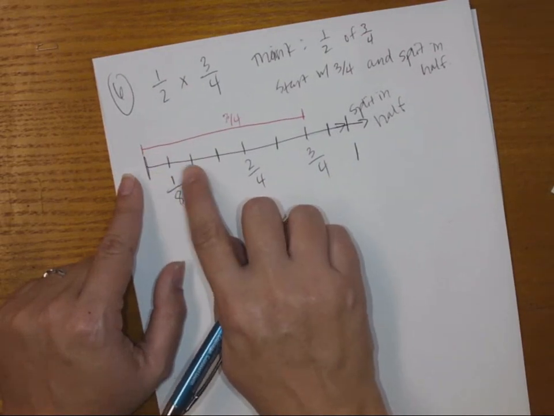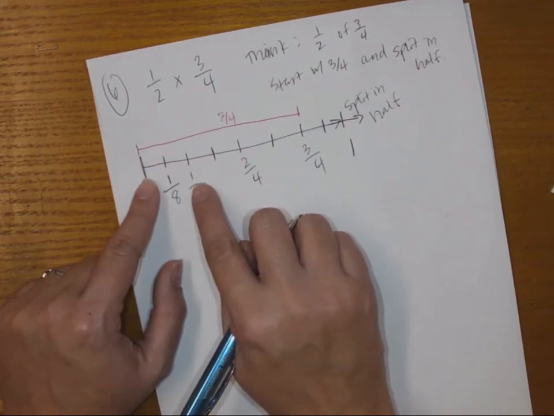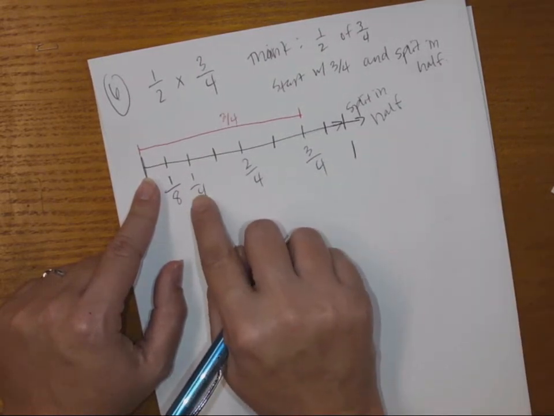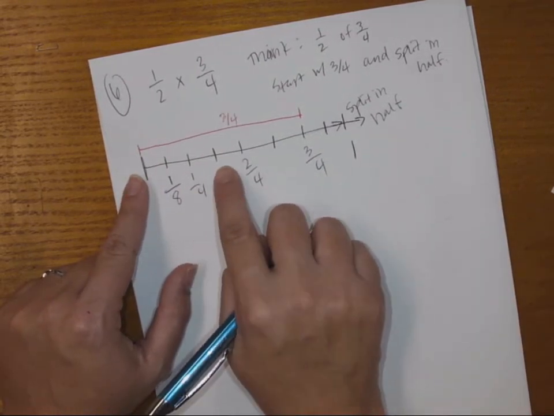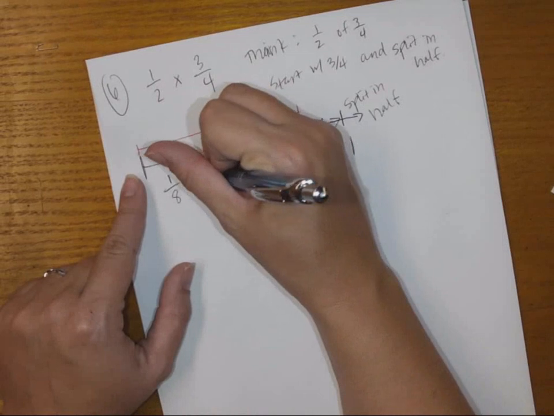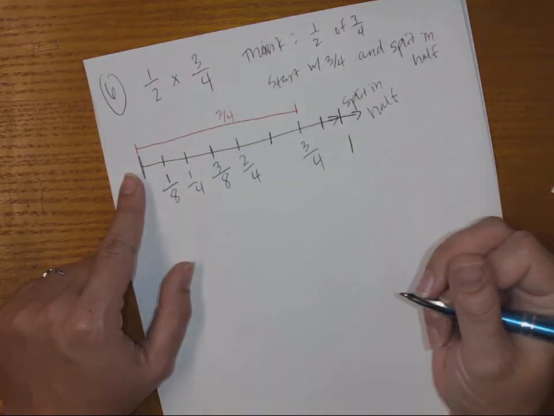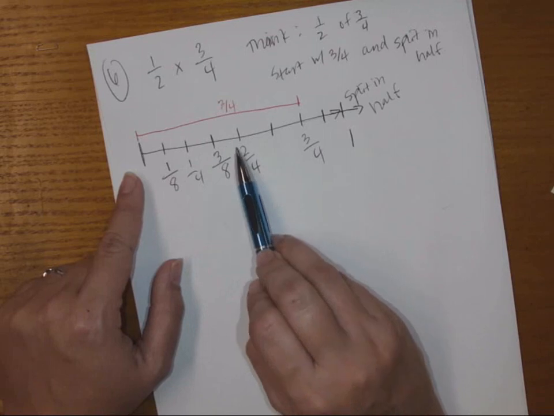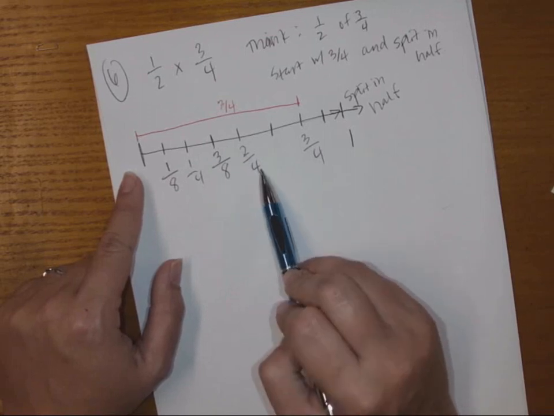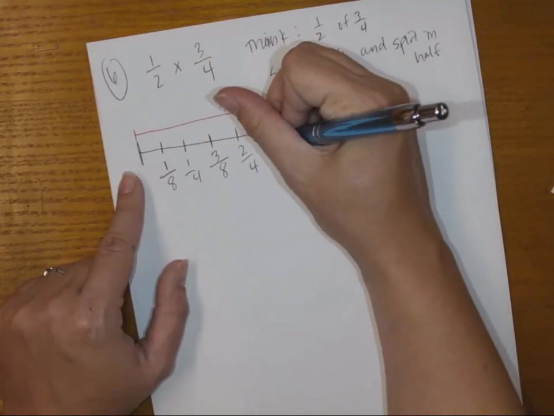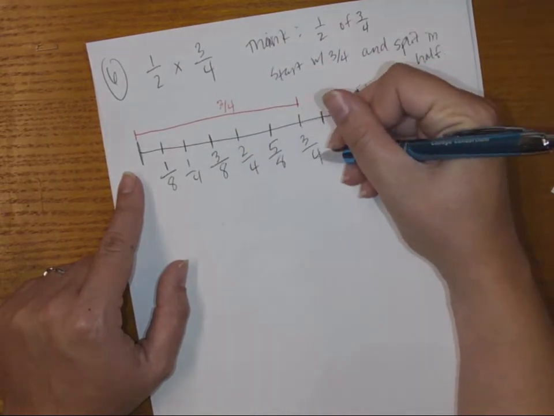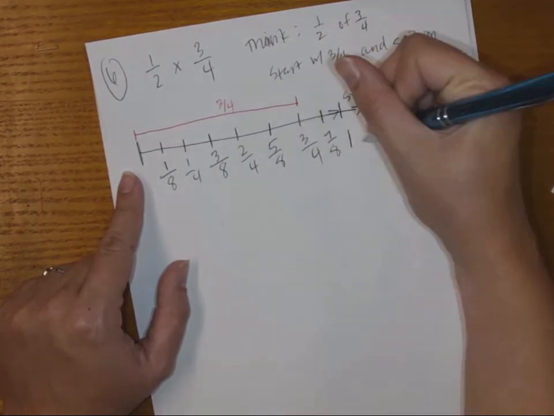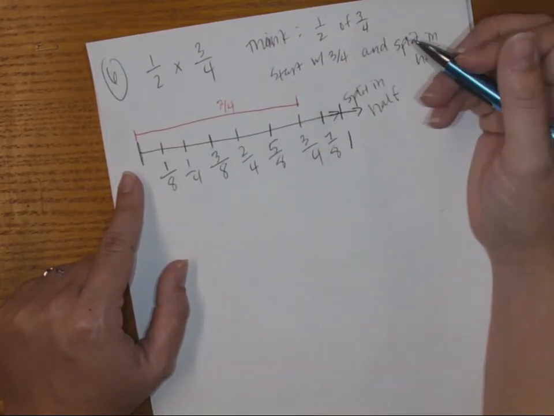So the next one should be 2 parts away from 0 and 8 parts make a whole, so 2/8, which is equivalent to 1/4. The next one is 3 parts away from 0, 8 make a whole, so 3/8. The next one should be 4 parts away from 0, 8 make a whole, 4/8, or 2/4, or 1/2. The next one is 5/8, 6/8, which is 3/4, 7/8, and 8/8 make a whole.